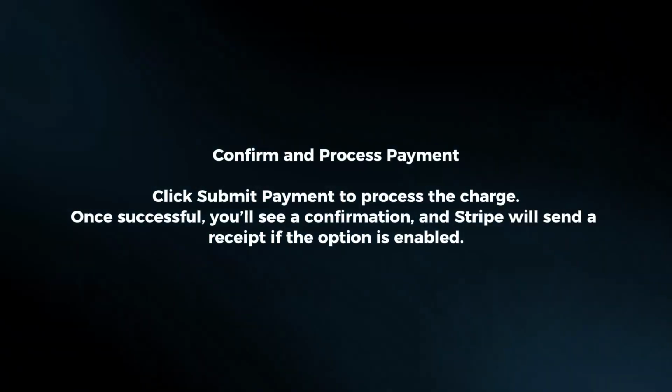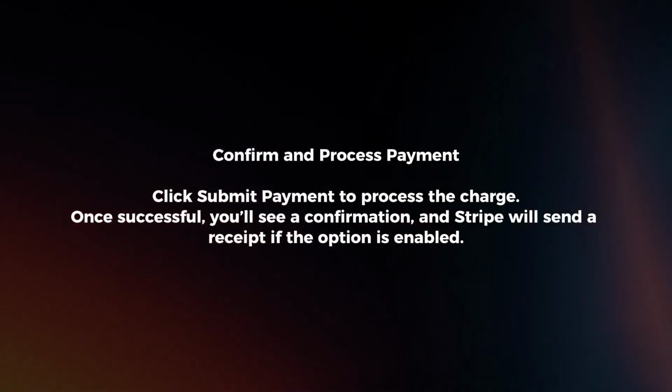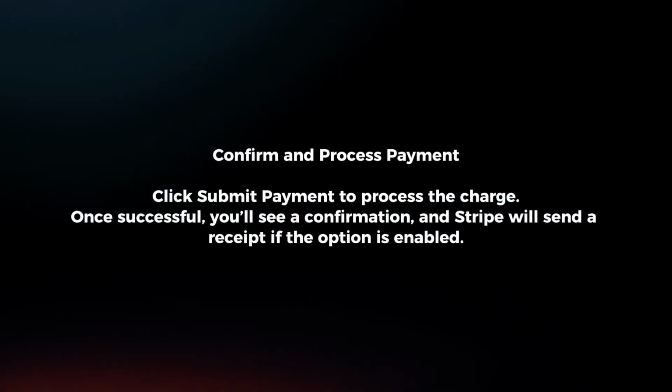Confirm and process payment. Click Submit Payment to process the charge. Once successful, you will see a confirmation, and Stripe will send a receipt if the option is enabled. Review transaction. Go to Payments to view and track the completed charge.